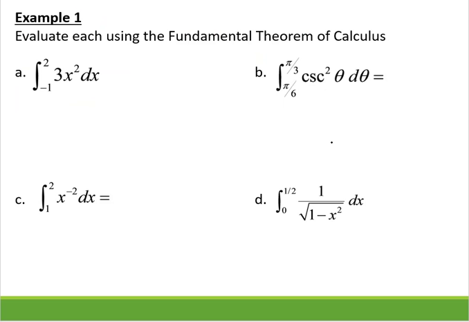First example. Take the antiderivative of 3x squared. So that is x to the third, and we're going to evaluate that from -1 to 2. So I plug in 2 to the third minus -1 to the third, and we end up with 9.